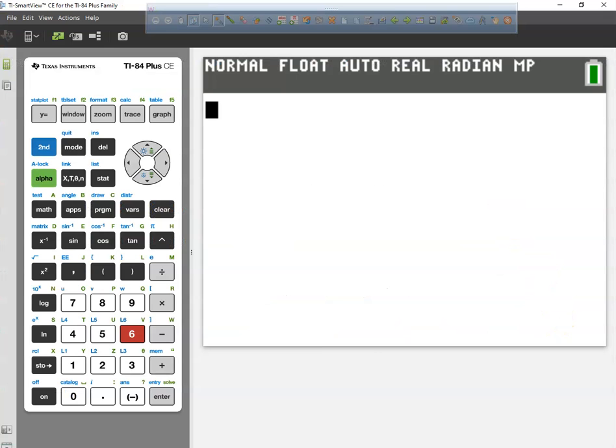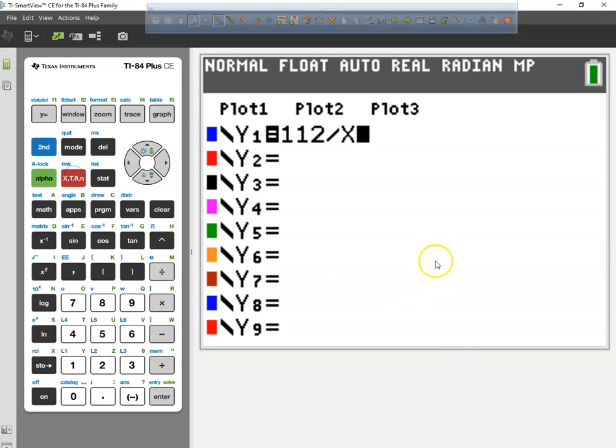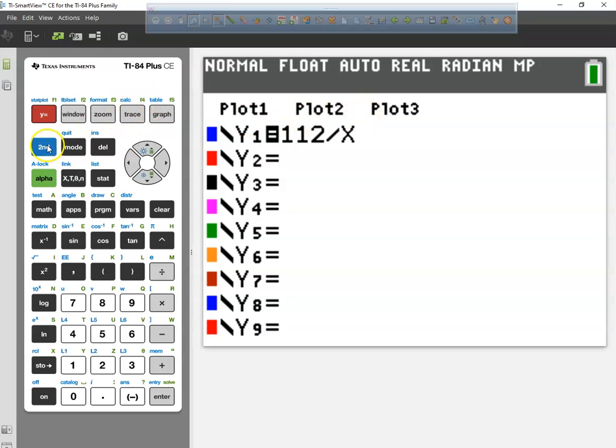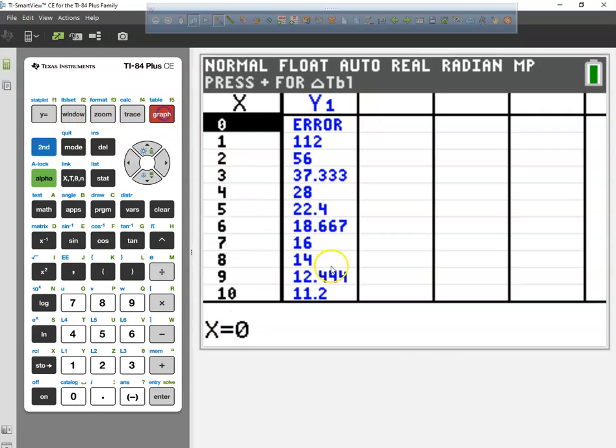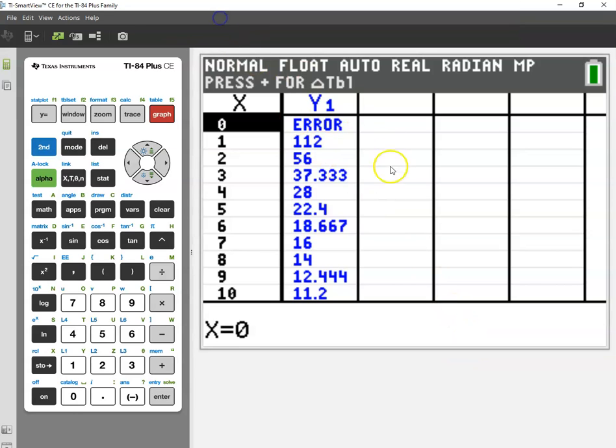Get your graphing calculators. Right now, hit the y equals button. We're going to do 112 divided by x. Type it in. Then we're going to look at the tables. Hit second and hit the graph and look at the table.